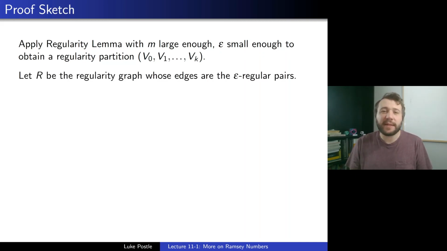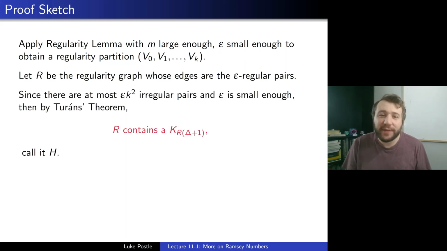So the key idea is that we let R be the regularity graph whose edges are the epsilon-regular pairs. Forget about density for a moment and just think about the graph of regular pairs. What you know is that there are at most epsilon k squared irregular pairs, and epsilon is small enough. That means by Turán's theorem, this graph is very dense, very close to having almost all the edges. So by Turán's, we can find a large clique, a subgraph of the regularity graph where all the pairs are regular.